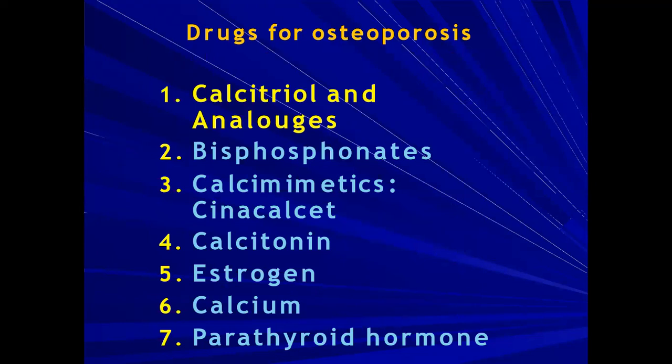Now, the drugs of osteoporosis are as follows: calcitriol analogs, bisphosphonates, calcimimetics such as cinacalcet, calcitonin, estrogen, calcium, and parathyroid hormone. These are the drugs of osteoporosis.